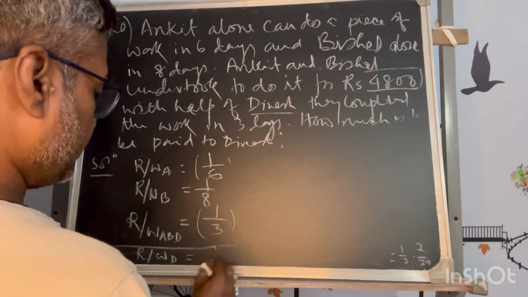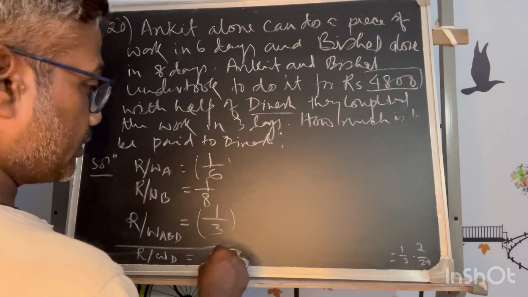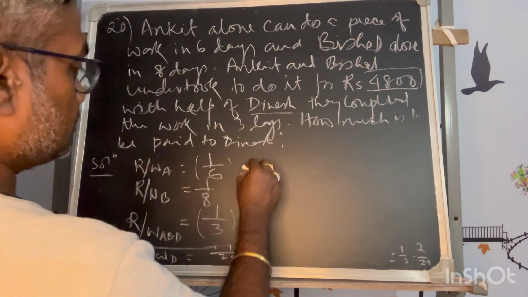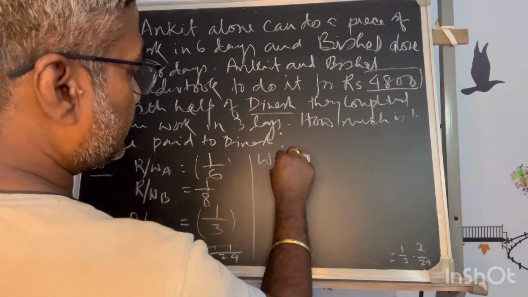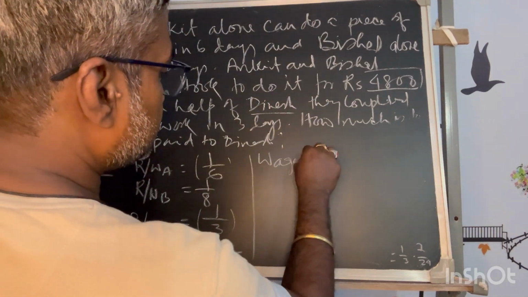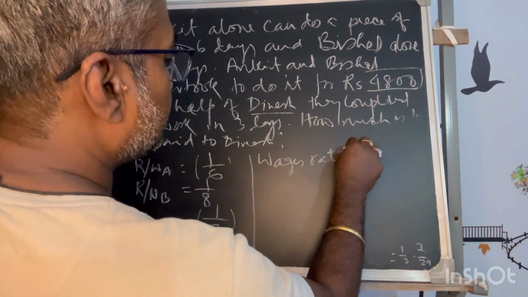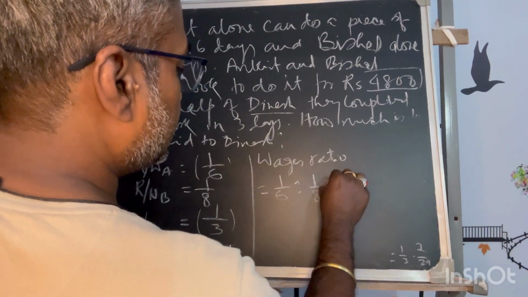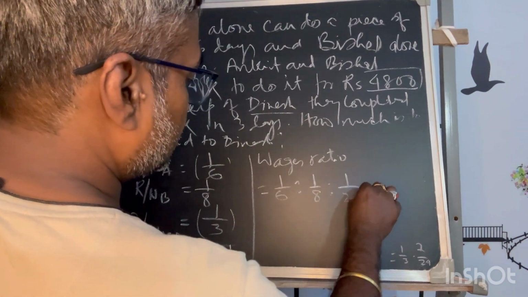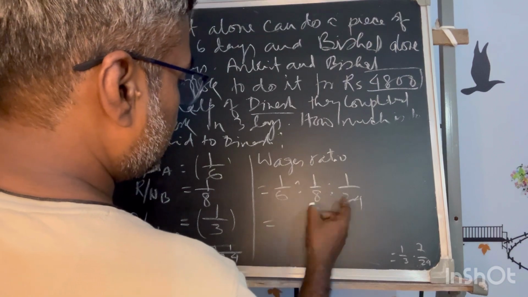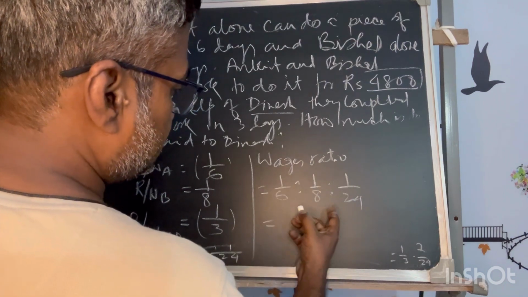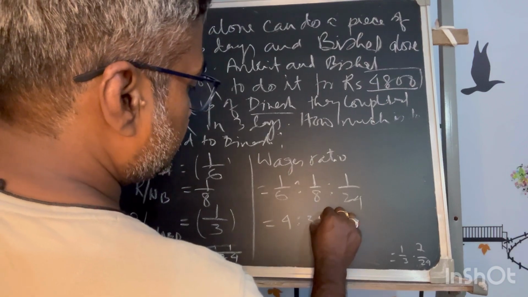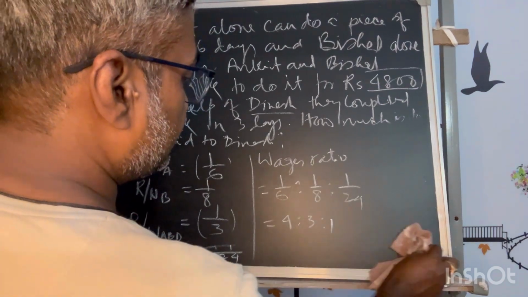Ultimately 24 will be the LCM. So individually their wages ratio will be 1/6 is to 1/8 is to 1/24. Now 24 is the LCM of all these three. So multiply by 24, you will get 4 is to 3 is to 1. This is the ratio of their wages.